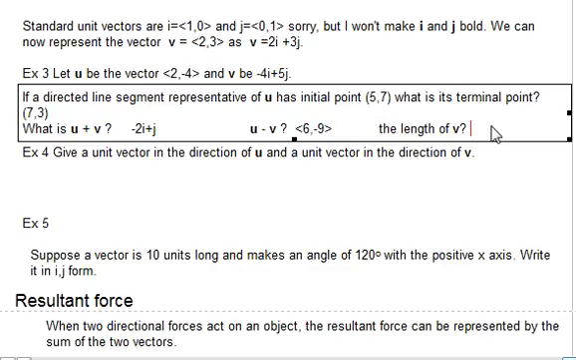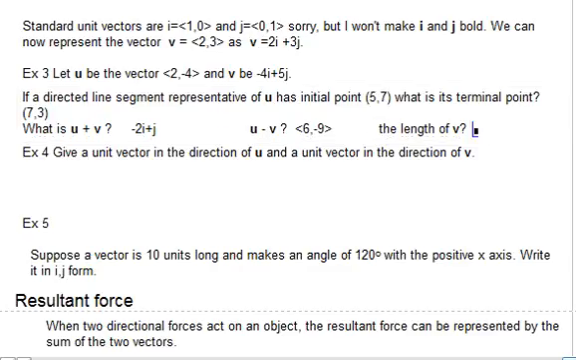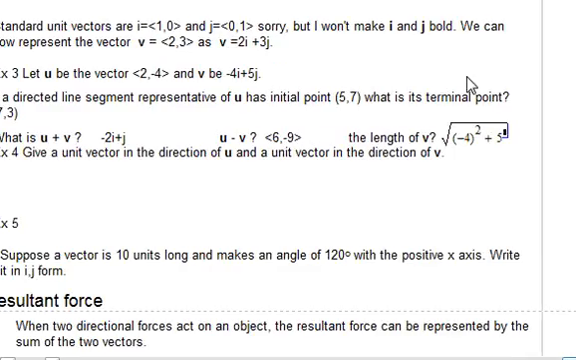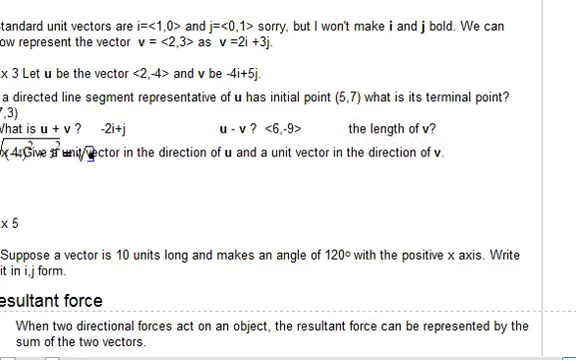Okay. Now, what is the length of v? The length of v, I guess, would be the square root of negative 4 squared plus 5 squared. So if my calculations are correct, square root of 41.